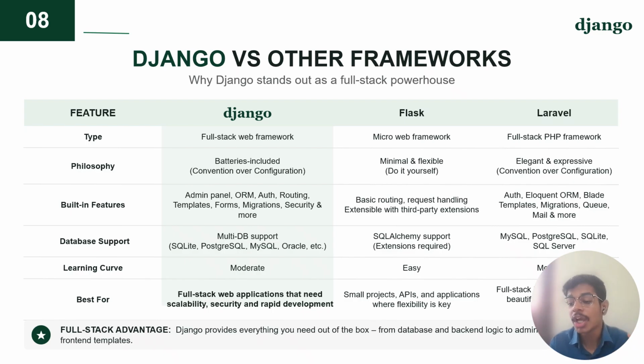Looking at the built-in features, Django already includes an admin panel, ORM, routing, authentication system, templates, forms, migrations, and security. Django supports multiple databases such as SQLite, PostgreSQL, MySQL, and Oracle. Its learning curve is moderate, making it suitable for beginners and professionals. As mentioned at the bottom of the slide, Django's biggest strength is that it provides everything required to build a complete web application without depending heavily on external libraries. Now let's see how we can set up the Django environment.